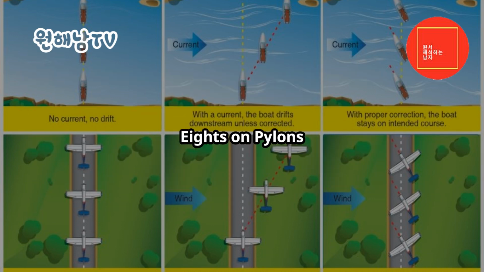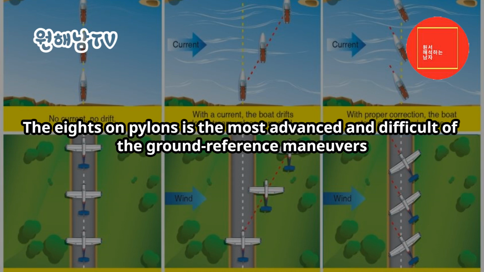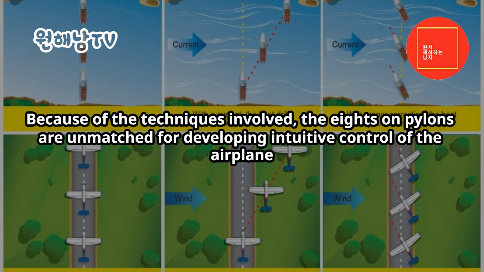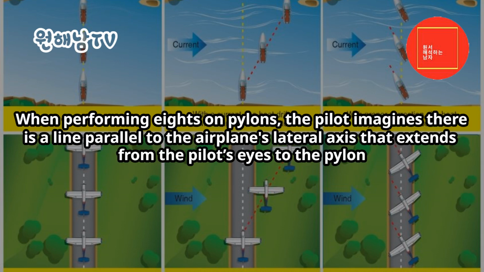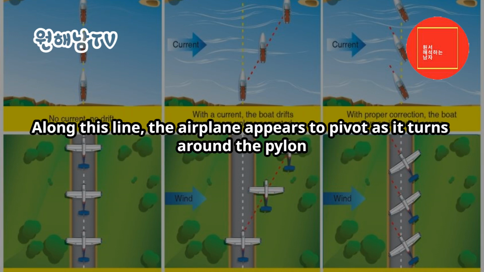Eights on pylons. The eights on pylons is the most advanced and difficult of the ground reference maneuvers. Because of the techniques involved, the eights on pylons are unmatched for developing intuitive control of the airplane. Similar to eights around pylons, except altitude is varied to maintain a specific visual reference to the pivot points. When performing eights on pylons, the pilot imagines there is a line parallel to the airplane's lateral axis that extends from the pilot's eyes to the pylon. Along this line, the airplane appears to pivot as it turns around the pylon.